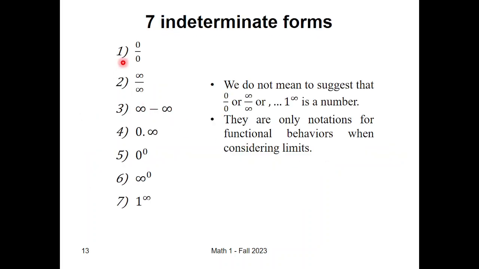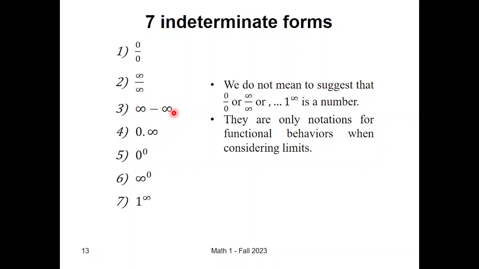Actually we have 7 indeterminate forms. In addition to 0 over 0 and infinity over infinity, we have also infinity minus infinity, 0 times infinity, 0 power 0, infinity power 0, and 1 power infinity. Infinity minus infinity is an indeterminate form because if this function approaches infinity first, the result will be infinity.